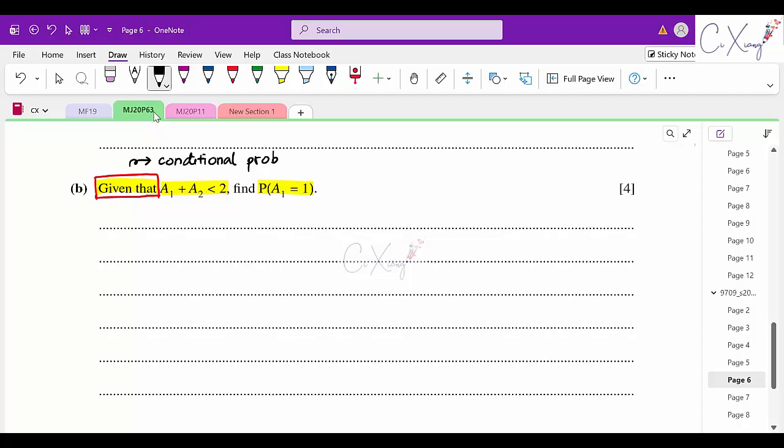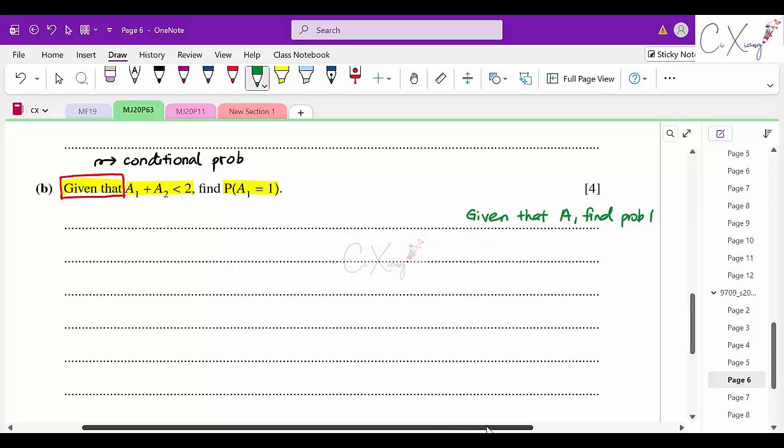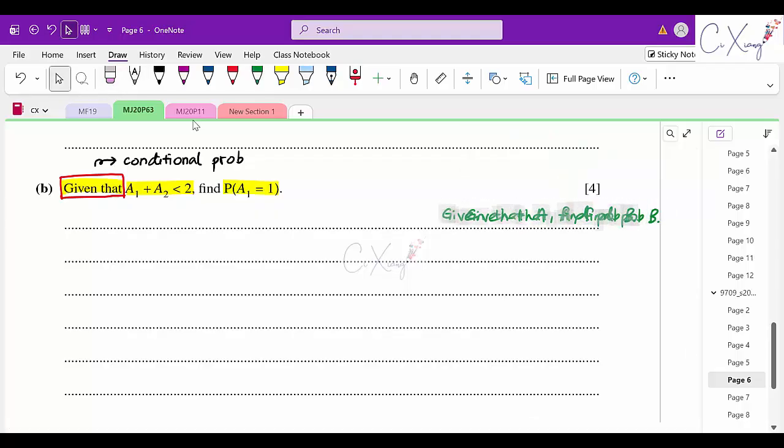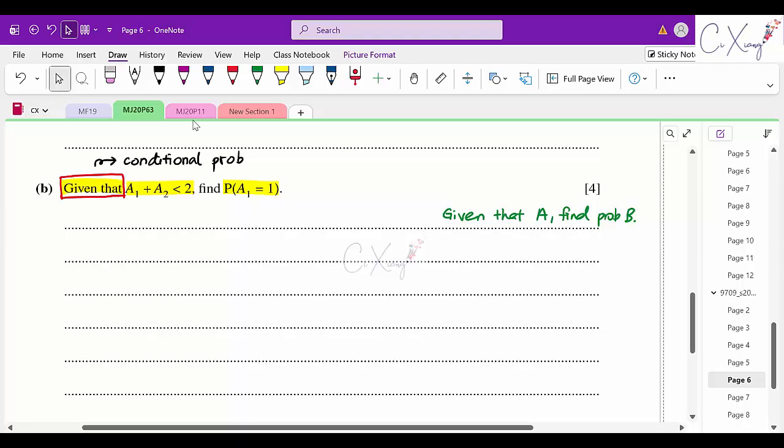Do you still remember what conditional probability is? Just to recall: let's say we already know that something happened earlier. Given that event A happened, find the probability of B. When they give you the question in this pattern, where A happened first, then find the probability of B happening, this is a conditional probability. The keyword is "given that".